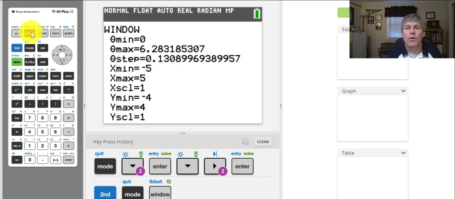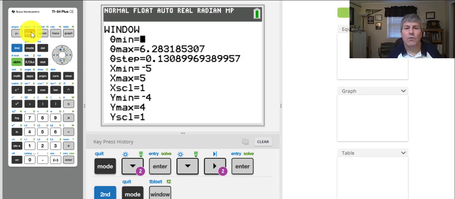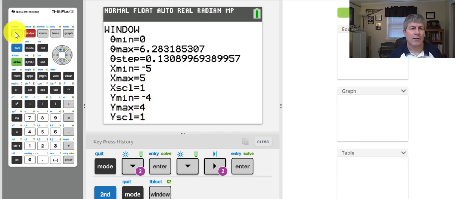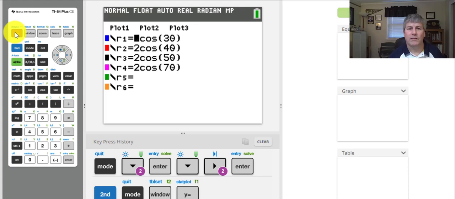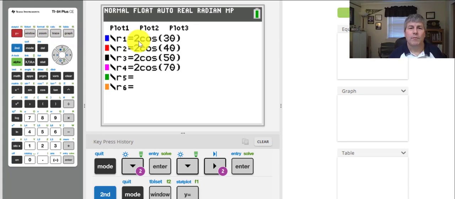And my window, I've already set my window. It looks like my theta is essentially between 0 and 6.28. That looks like 2 pi. My x min and max, because of the size of the things we're going to graph, I'm just going to do -5 and 5 on my x-axis and -4 and 4 on my y-axis. I'm going to do a scale of 1. And we're going to graph a whole bunch of things here. I've already input some of the things we're going to graph.